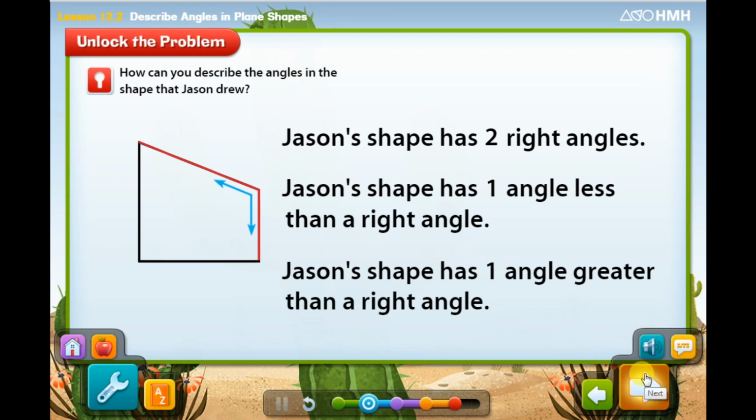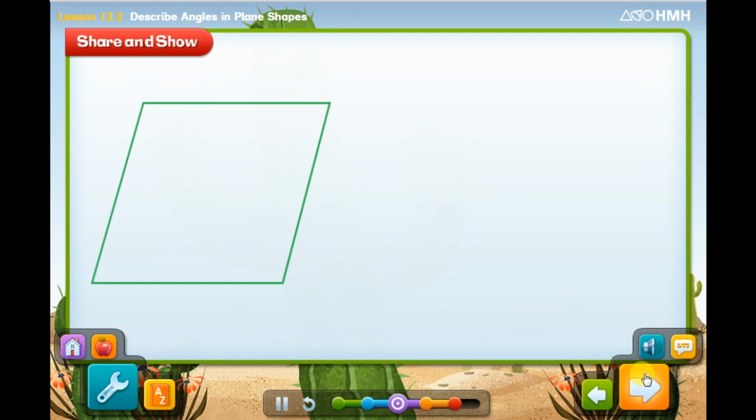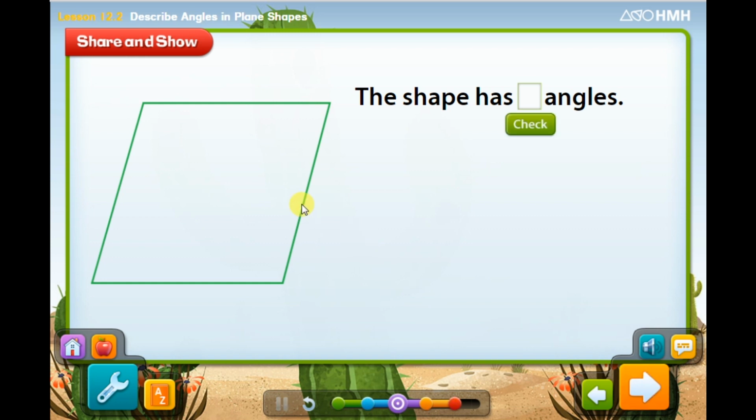Let's see the other page. Let's find out how many of each type of angle the shape has. How many angles does the shape have in all? In all we have 4 sides, 1, 2, 3, 4 sides, and of course 4 angles. This is an angle, 1, 2, 3, 4. So in all it's 4. Right, the shape has 4 angles.